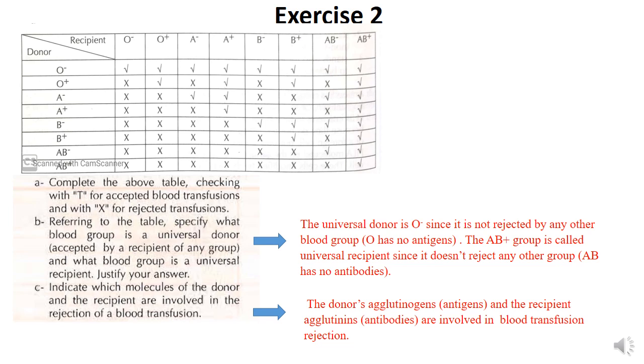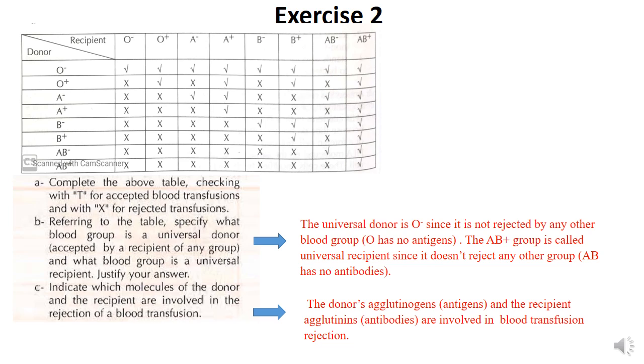And the main reason for this is the absence of antigens. It doesn't have antigens. While AB positive is the universal recipient, because as you see in the table, in the last column, it can receive blood from all other blood groups. So it doesn't reject any other group. It's a universal recipient, mainly because it doesn't have antibodies, anti-A and anti-B.